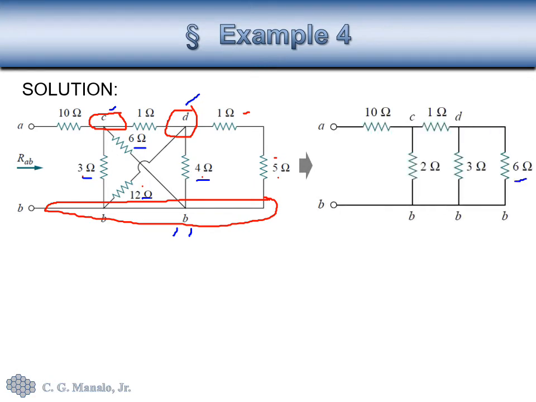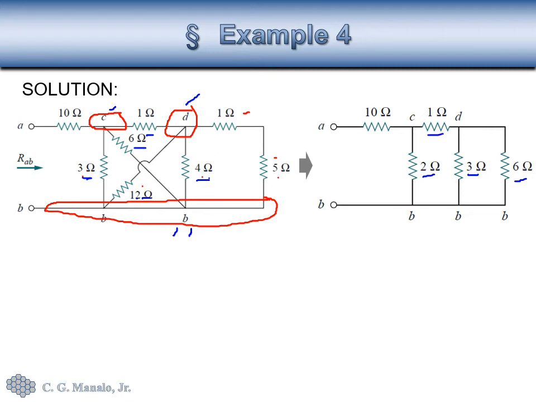So the 6 ohms here is the combination of 1 and 5 in series. 3 ohms here is the combination of 12 and 4 in parallel. 2 ohms here, combination of 3 ohms and 6 ohms in parallel as well. The 1 ohm here, we didn't do anything, and it's still here.